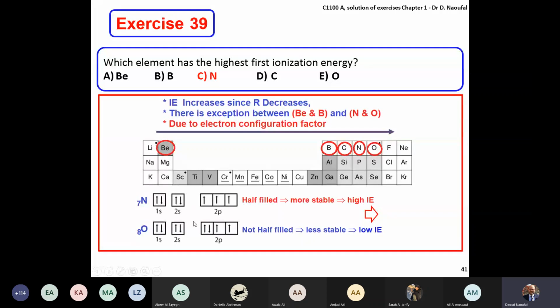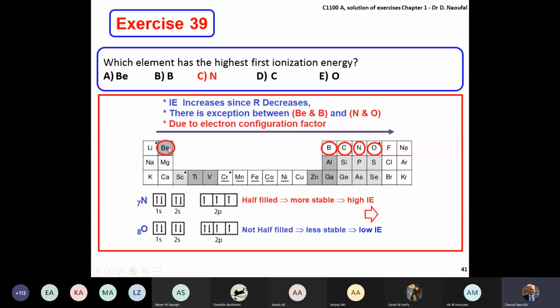So the order is: boron has ionization energy less than beryllium. So B less than Be, less than C. We have the exception now, less than O, less than N. So the highest ionization energy is for N.